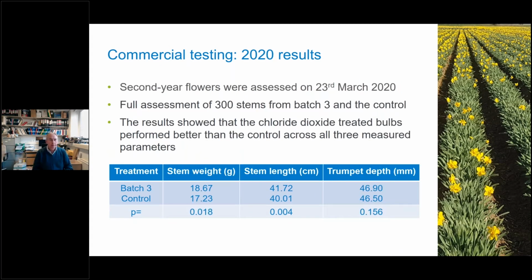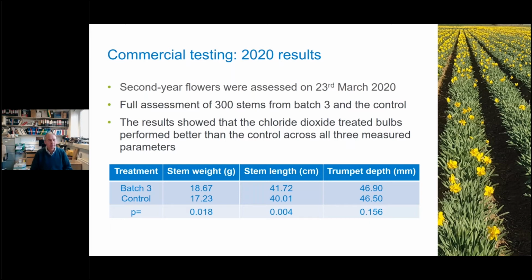So I went back this spring to do an assessment on the second year flowers, which is on the 23rd of March, which I'm sure we all remember as being the first day of lockdown. So I was a bit of a naughty boy and strolled up to Lincolnshire. And we did a full assessment on 300 stems from batch 3 and the control. And the results showed that the chlorine dioxide treated bulbs performed better than the control across all 3 measured parameters.